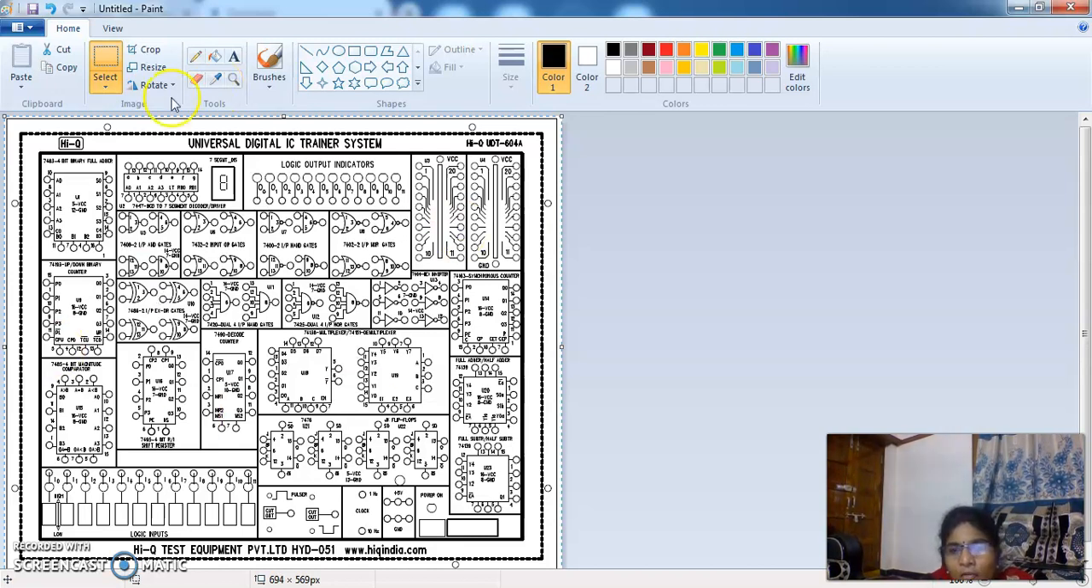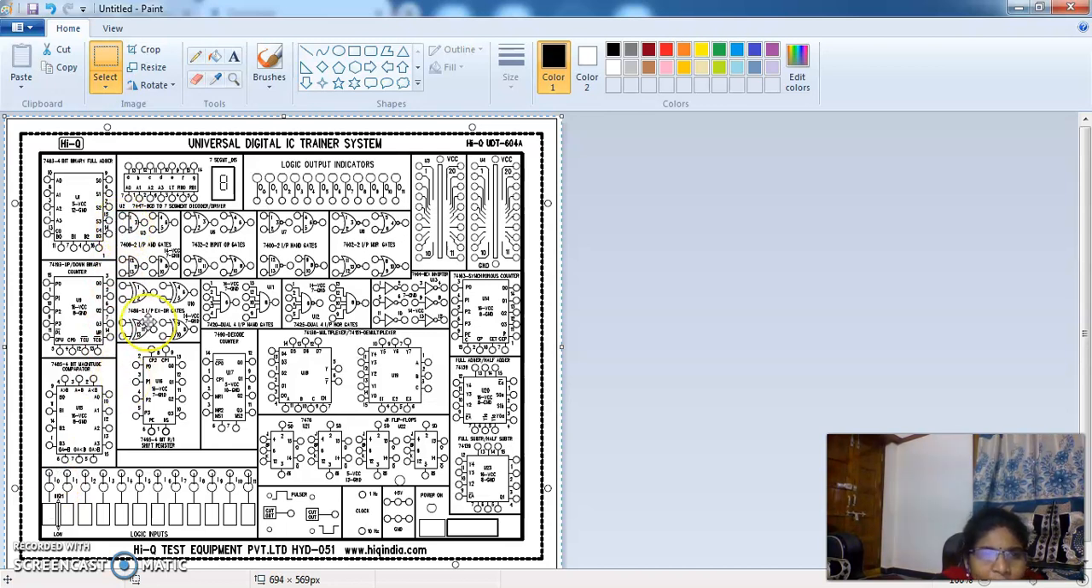In this kit you have all the ICs. I have previously said that 2-input AND gates will be in 1 IC, 2-input OR gates will be in 1 IC, 2-input NAND gates will be in 1 IC like that. So the total number of gates will be 4: 4 2-input AND gates, 4 2-input OR gates, 4 2-input NAND gates, like that. The input we have to give from this to here like this.